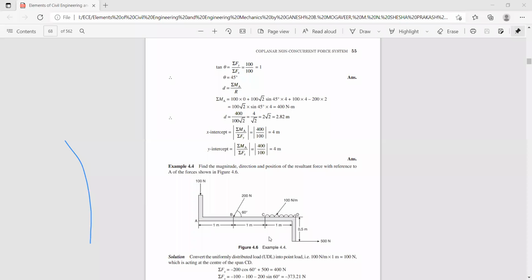So here it is subjected to a uniformly distributed load. Whenever you have this type of load, that is a uniformly distributed load, you have to convert this uniformly distributed load to a point load. Now here the intensity of the load is given as 100 Newton per meter.